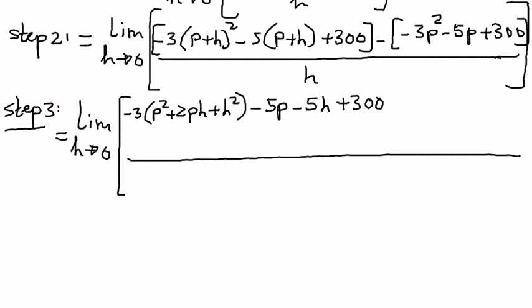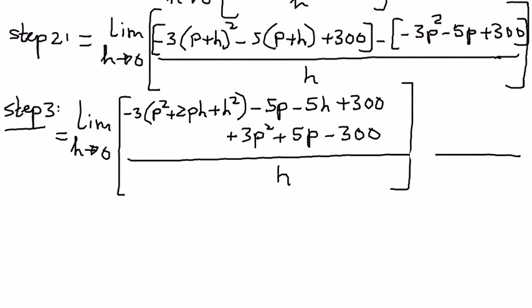And in the second part of the numerator, we have to distribute the negative sign to every one of the terms inside the brackets. Negative times negative is a positive, 3p squared. Negative times negative is a positive, 5p. Negative times a positive is a negative, which is 300. And the whole thing is divided by h, and we're going to close these brackets.